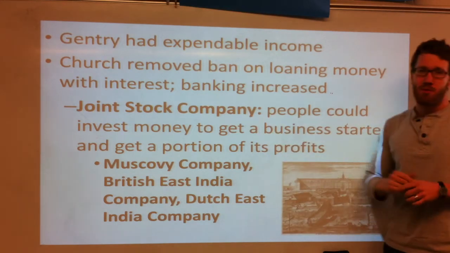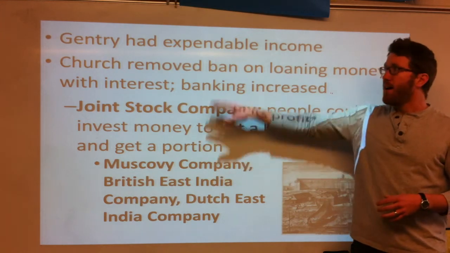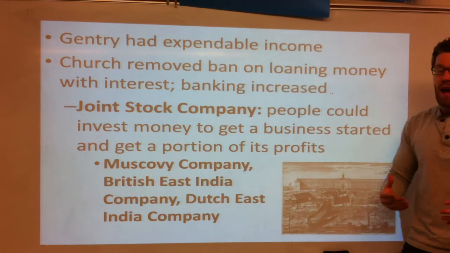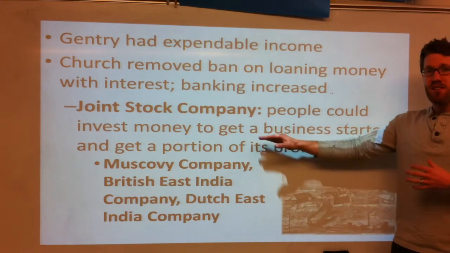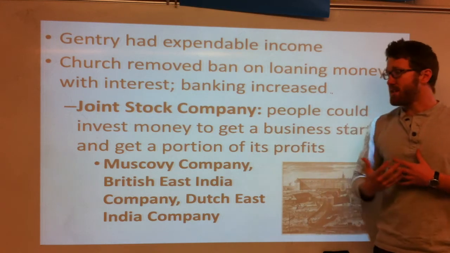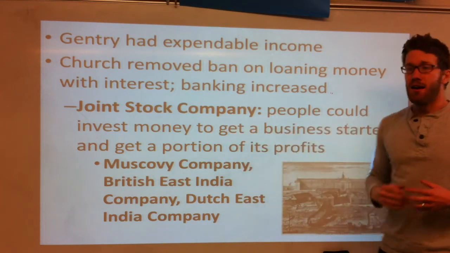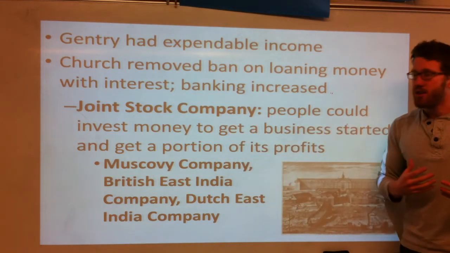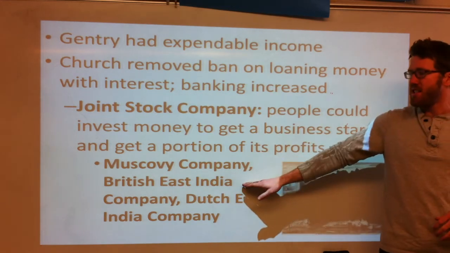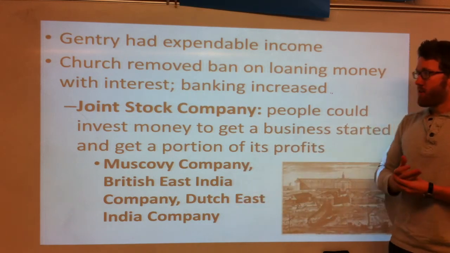Now, a joint stock company is where people can buy stock. People can invest their money, all these gentries with expendable income can give their money to a business to help get it started. And in return, these people who invest their money are partial owners of that business. So if the business makes money, a portion of its profits go to the investors. So these people investing could make a lot of money. And some famous examples are the Muscovy Company and the British East India Company. These are all in England. And then the Dutch East India Company from the Netherlands.